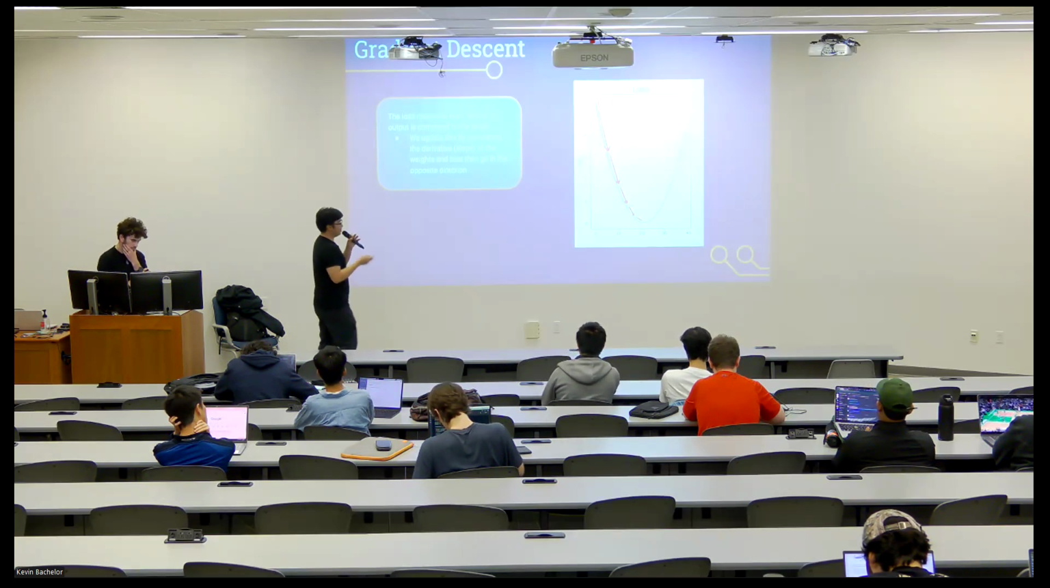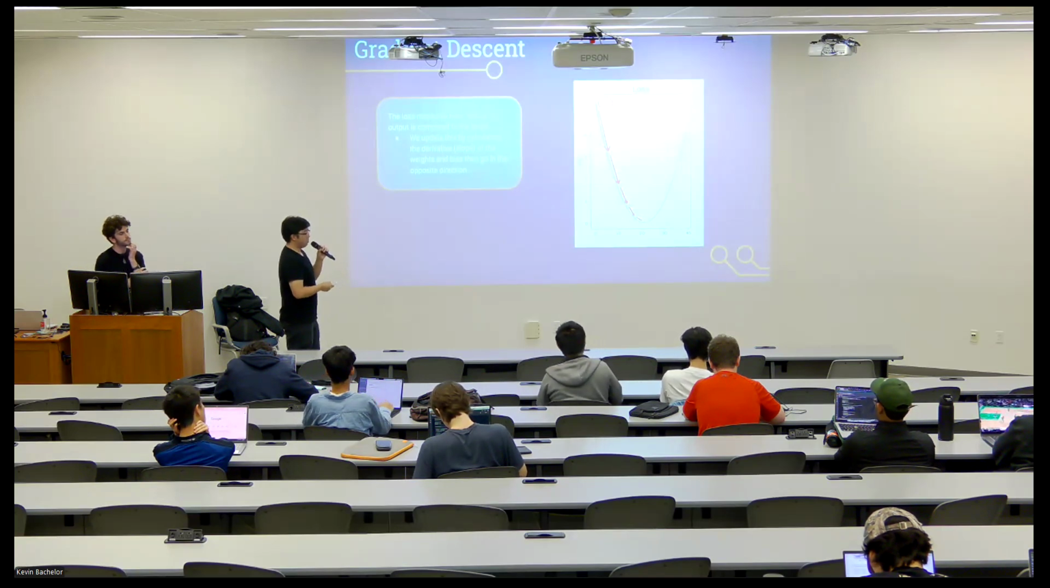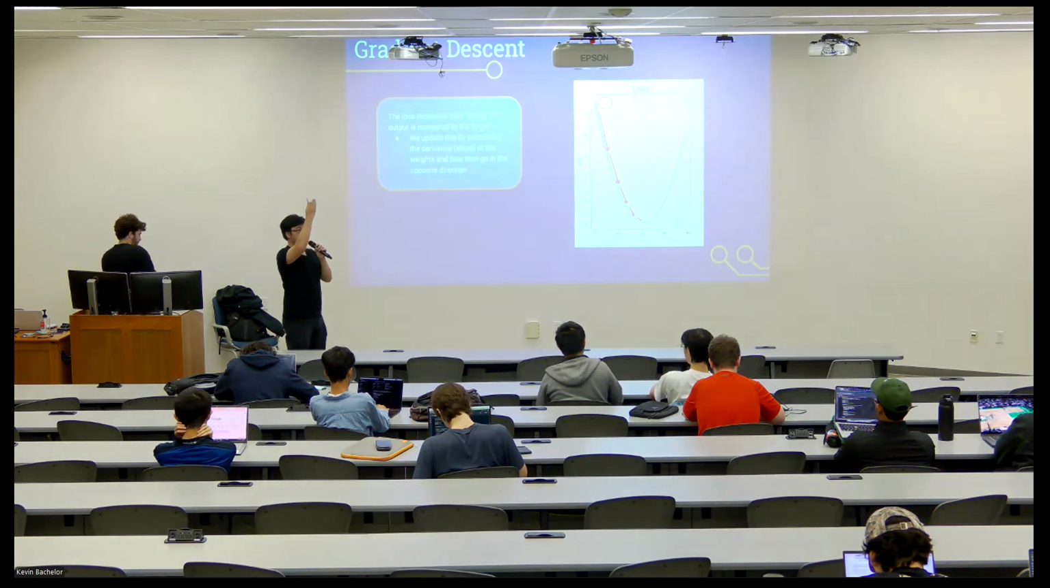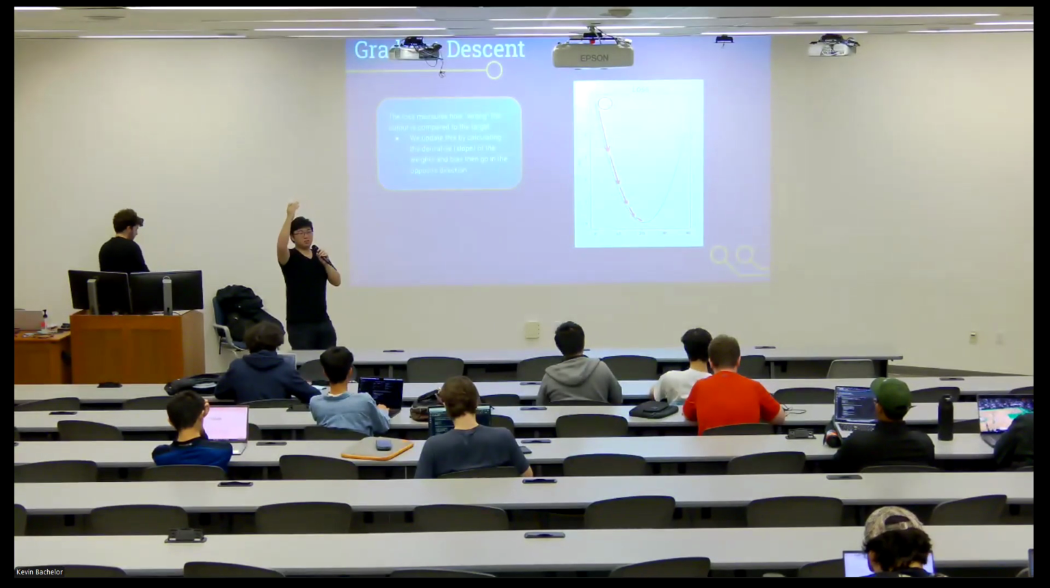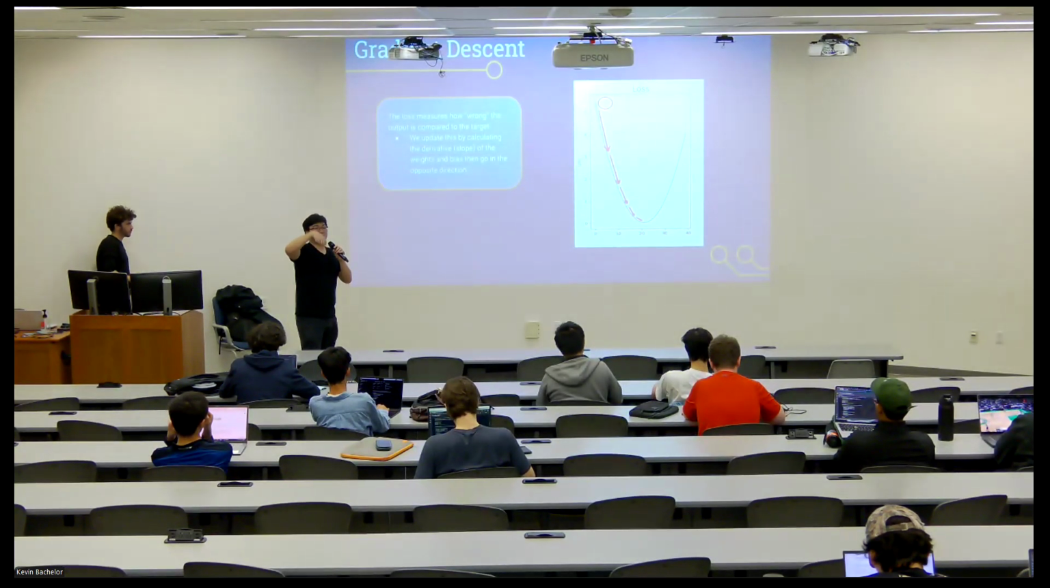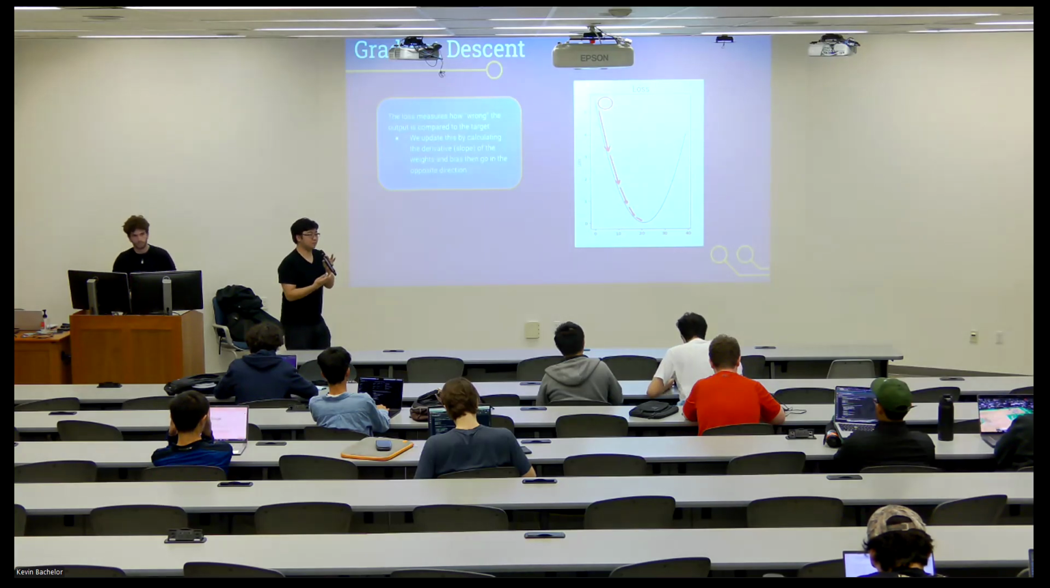So one way you can think of it is like a ball rolling down a hill. If you get the slope right at any point on this, that's going to be going in the positive direction. That's going to be going up the hill. So you want to go in the opposite direction. So you subtract, right? You subtract the derivative.